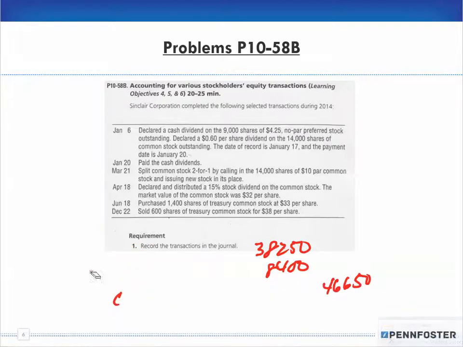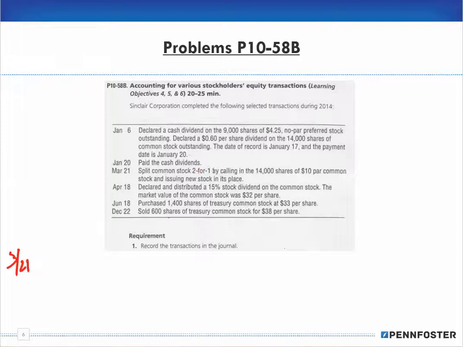Okay, let's see here. All right, so on 3/21, it says here, we split the common stock 2-for-1 by calling in the 14,000 shares of $10 par common stock and issuing new stock in its place.